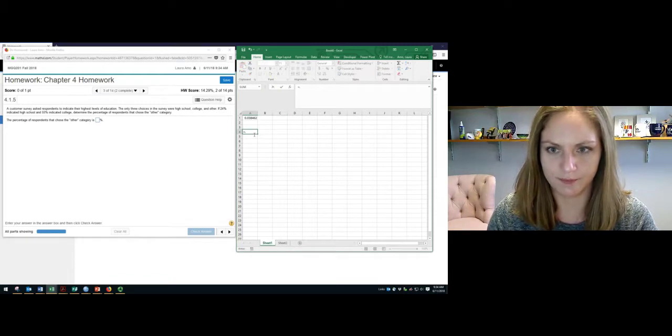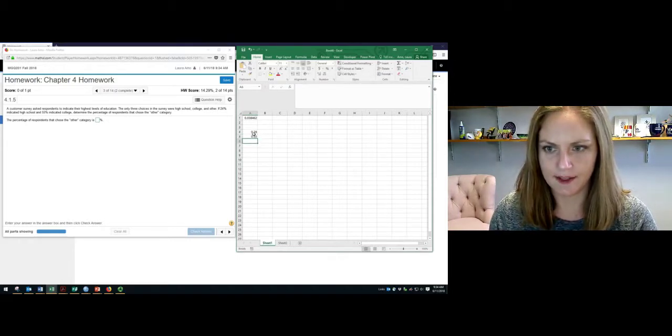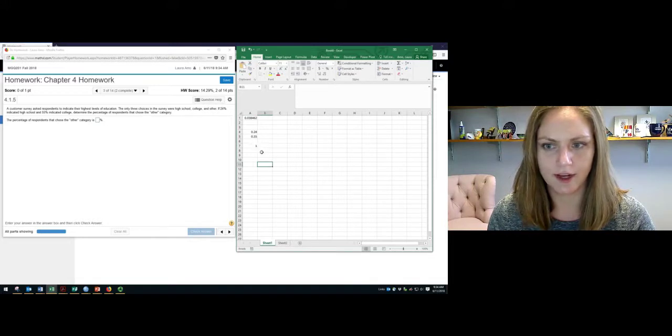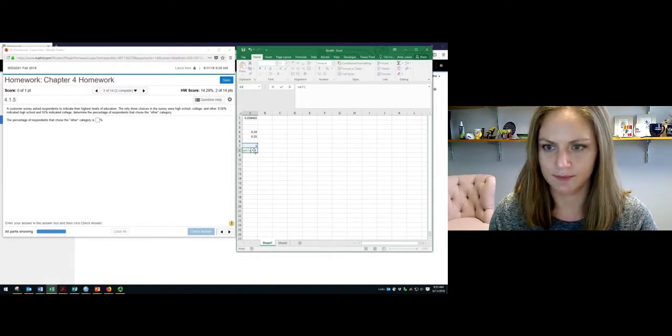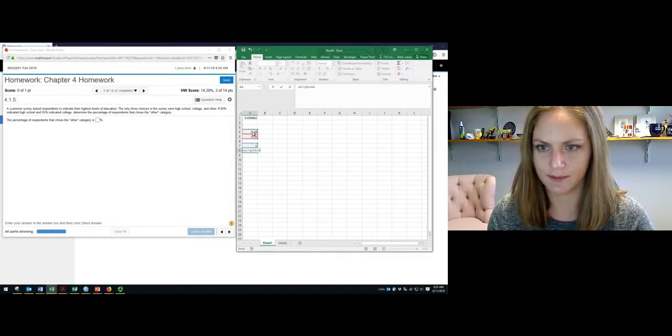So 0.24, I'll just put plus 0.24, 0.55, and this has to be a value that we're looking for. But we know that the total is going to be 100%. So how do we get that missing value? Take the complement, right? Equals 1 minus this plus this.